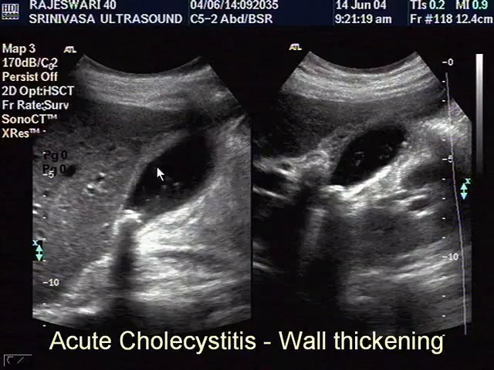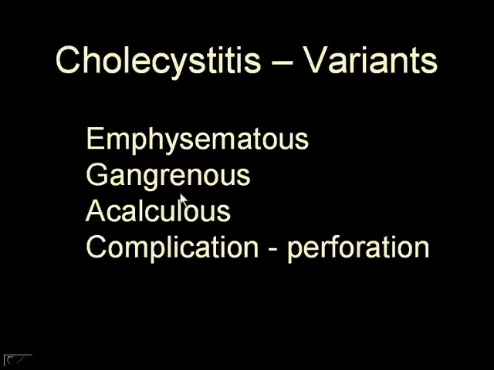Wall thickening may or may not be there. For example, in the previous case we saw not much wall thickening at all, but nevertheless I will still diagnose acute cholecystitis. Wall thickening, when it is there, will be seen on both the anterior and posterior walls. The contents are turbid again, and that's the stone within.